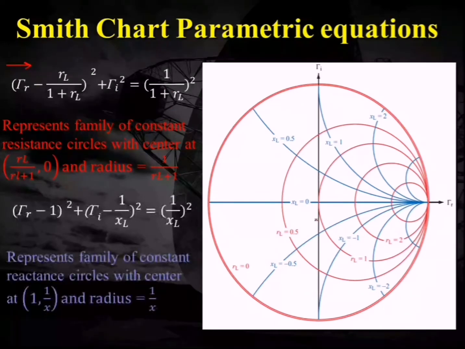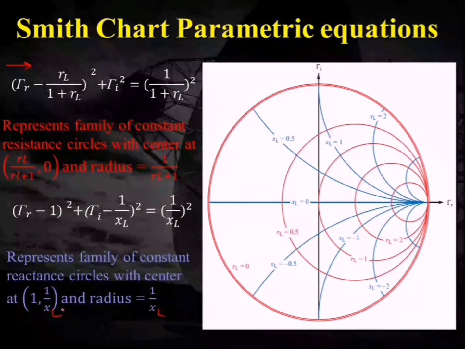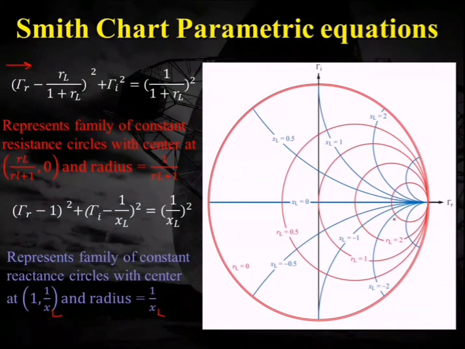Similarly, these blue color circles are obtained from the other equation, which also denotes a family of circles, but in this case, these are the reactance circles with the center at (1, 1/XL) and radius 1/XL. So I forgot to write XL here. So this is the actual radius and the centers of these circles.